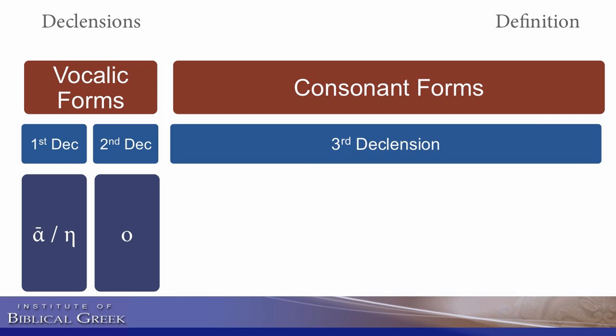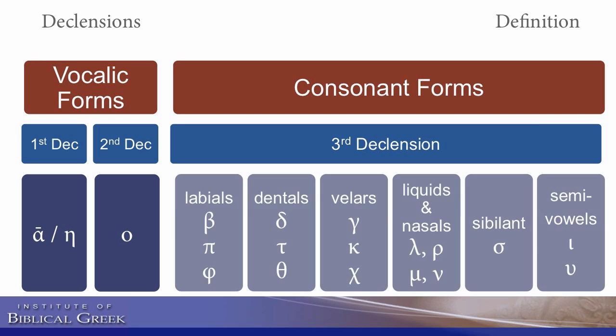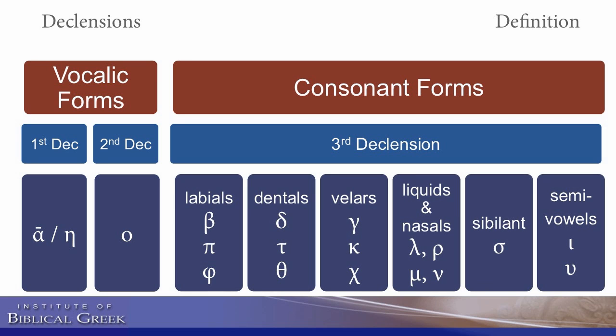The third declension is made up of all the different types of consonants that we have, and we do have a number of different types. We have labials, and they will combine with the various case endings in very similar ways. The same goes for dentals. They will combine with the endings in very similar ways to each other. The velars will combine with the endings in very similar ways compared with each other.